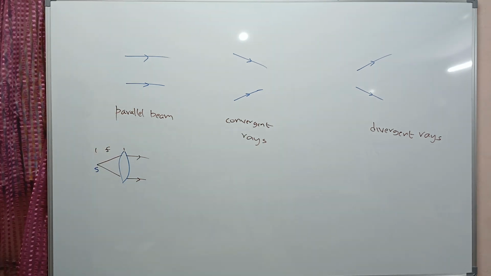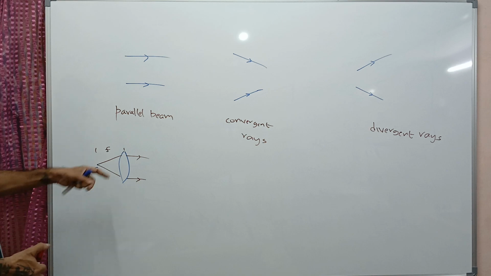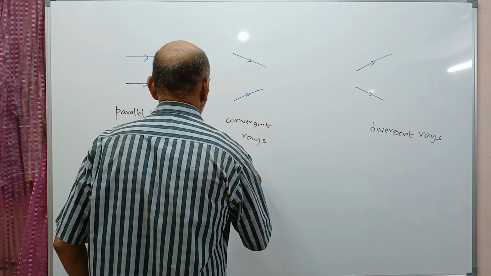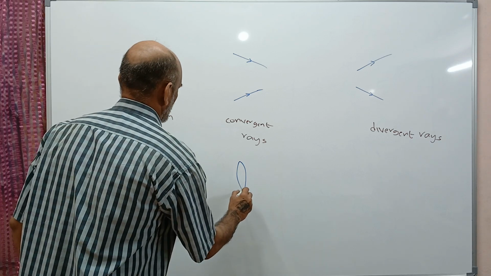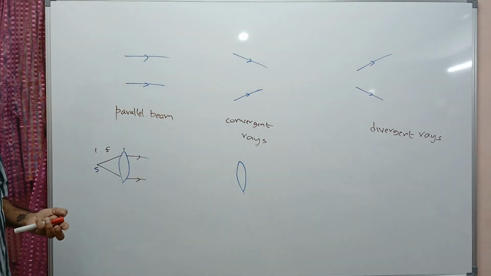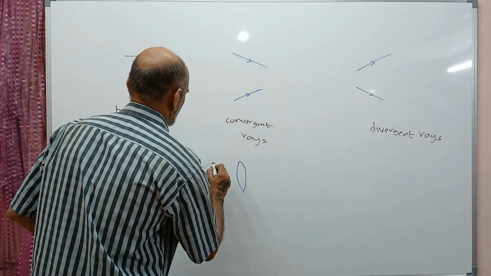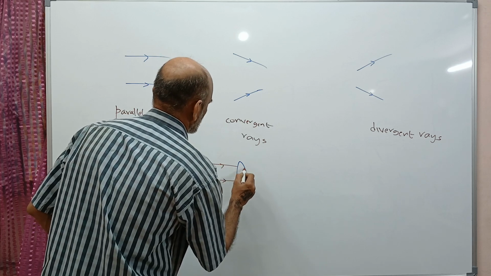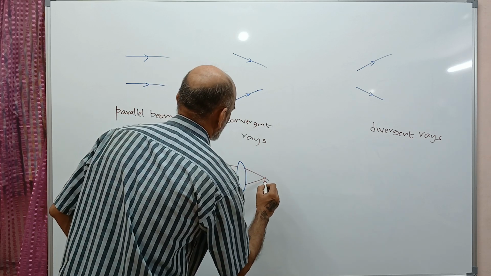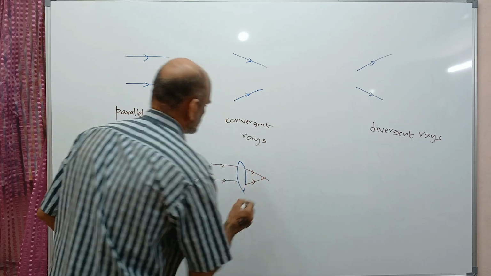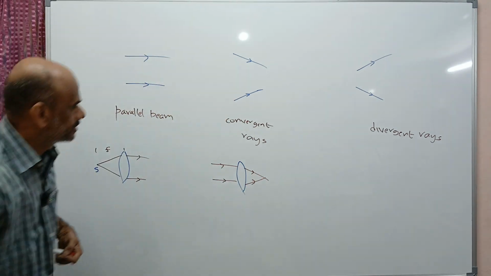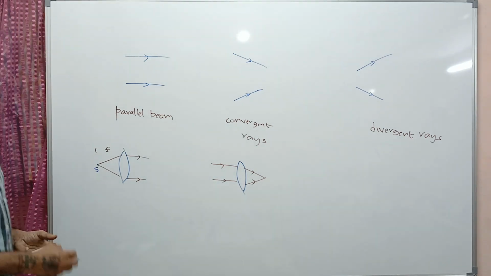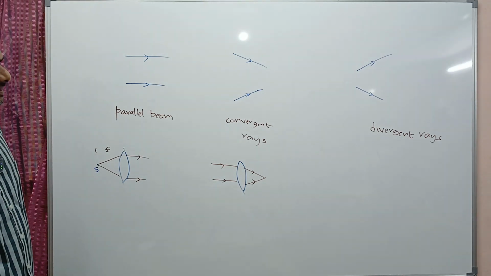To produce convergent beam, I can reverse this direction. Convex lens, send parallel beam of rays. Will come out and meet the focus. So these rays are convergent rays. So one way to produce convergent rays is use a convex lens.